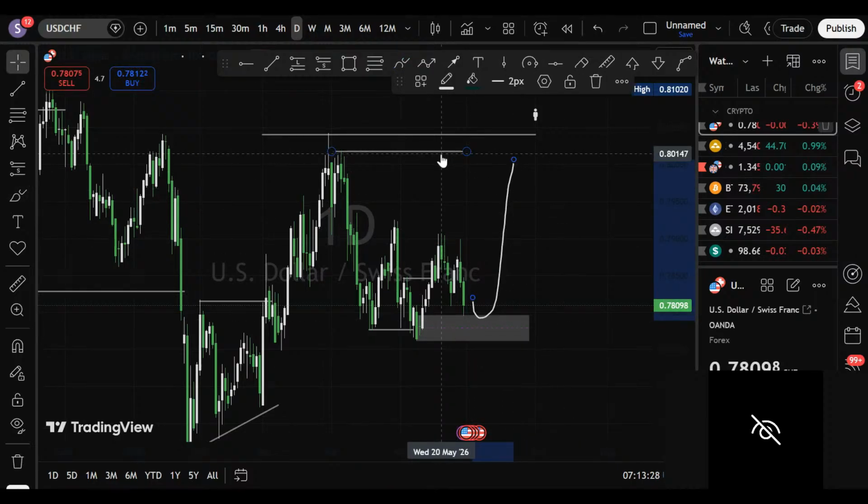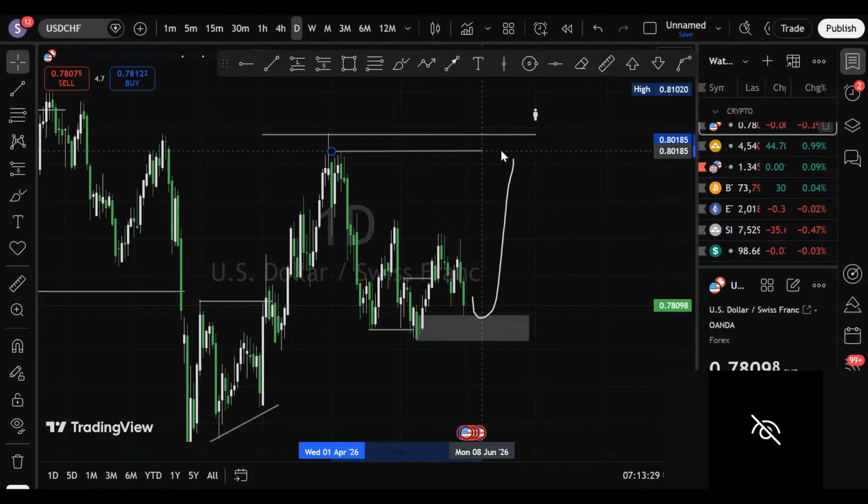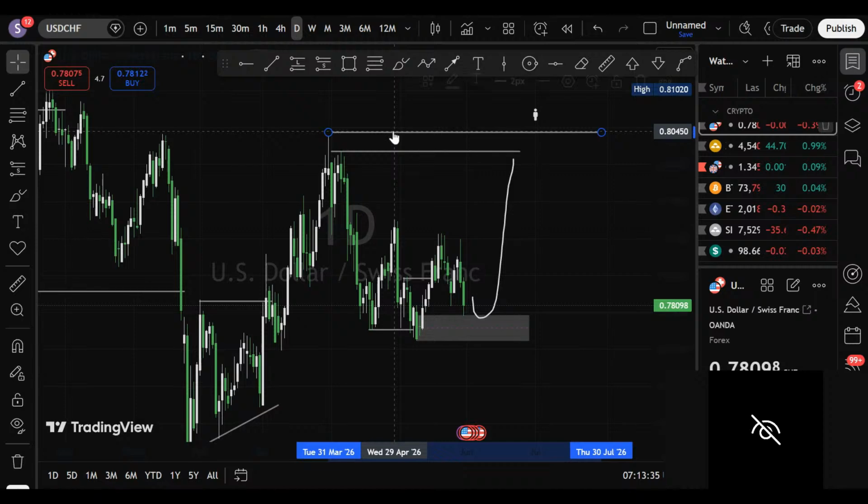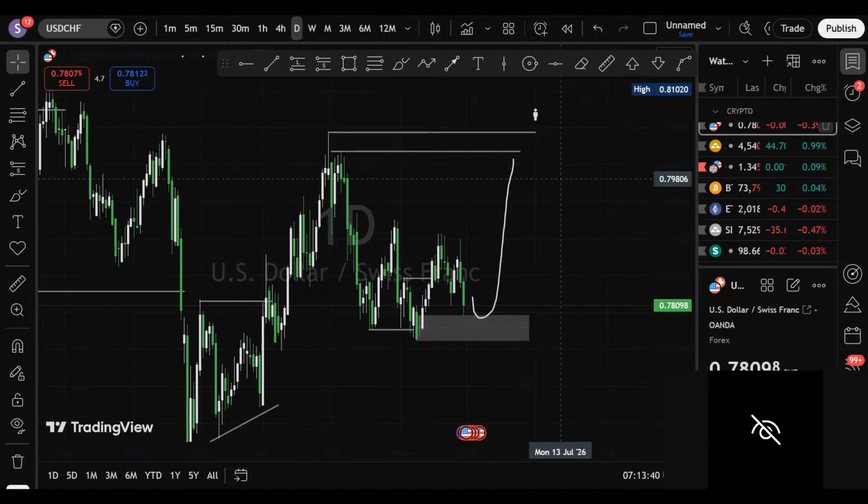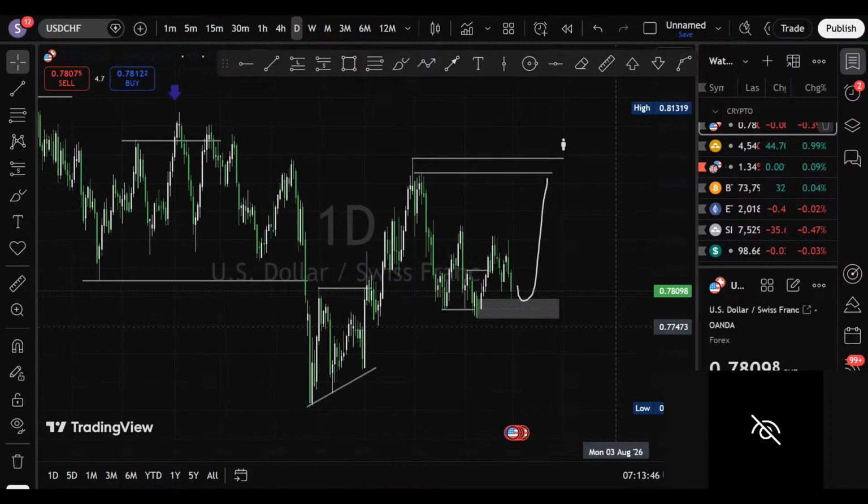So this is our CLT high here. And above it, we also have this key level that price will likely reach to collect liquidity, because that is an O high, which is a weak high. So this is my expectation on USD CHF, right?